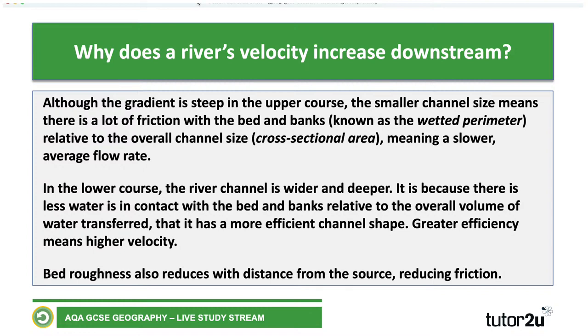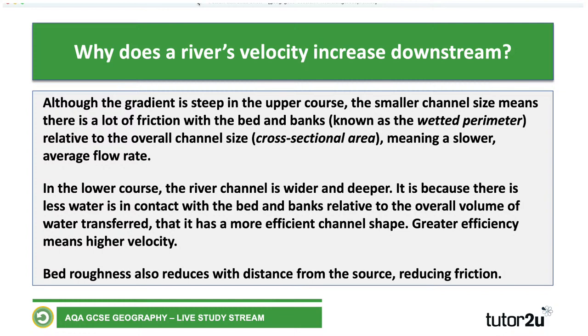It's a difference between very turbulent flow in the upper course and what we call laminar flow in the lower course. So it's moving in a much straighter direction, and the velocity is much, much faster in the lower course. In the upper course, because the channel size is quite small, if you remember that picture, very narrow and shallow, there's a lot of friction with the bed and banks. If you want to measure it, it's called the wetted perimeter. Again, that involves using a tape measure and holding it down over different rocks underneath the water.